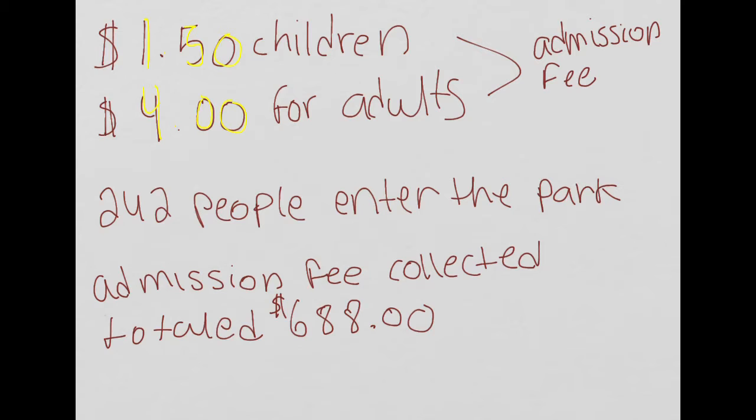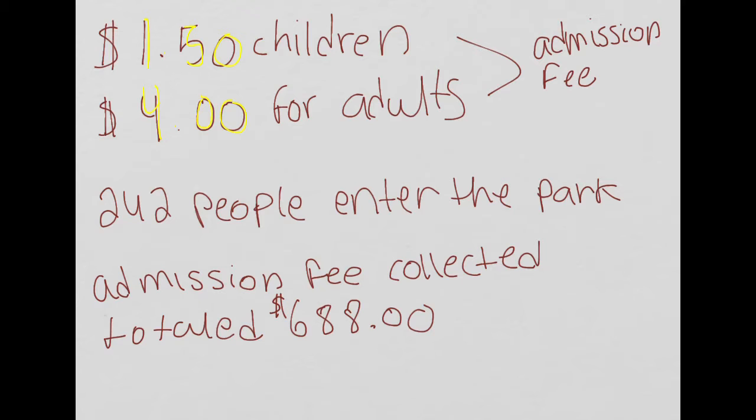It also tells us that 242 people enter the park on a given day, and that the admission fees collected for that given day total $688. So what we're going to do here is create a system of equations, and we're going to solve for x and y.